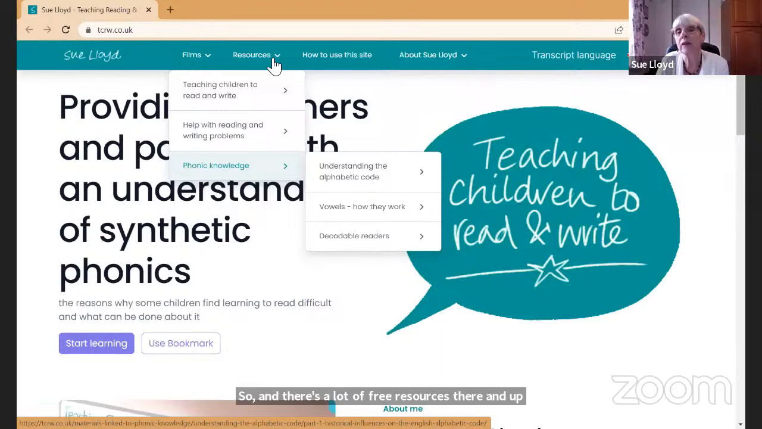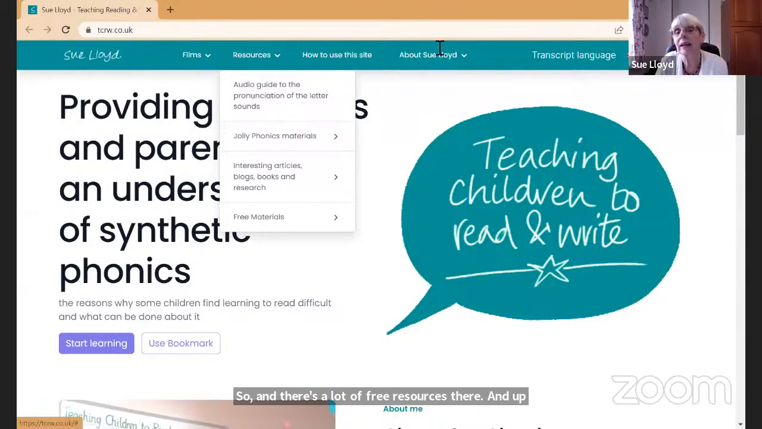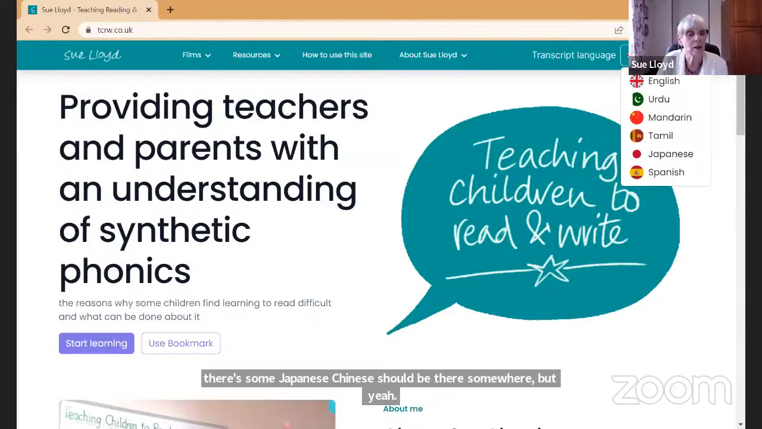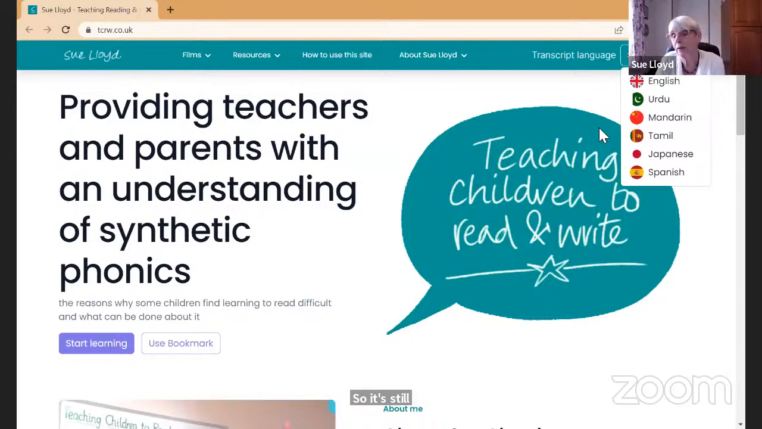And up here, the transcript, can you see there, up there with the Union Jack, the English flag? If you click there, you can then see that it's in Tamil as well. That's the transcript of the films. When you get to the films, the transcripts are underneath, and you will be able to see that the Tamil is there. Some of the others, Spanish and Urdu, are still a bit in the making, but Japanese and Chinese should be there somewhere. So it's still being adjusted. I don't think it's clear enough and easy enough for you, so I've still got a bit of work to do there, but hopefully it will be very, very useful.